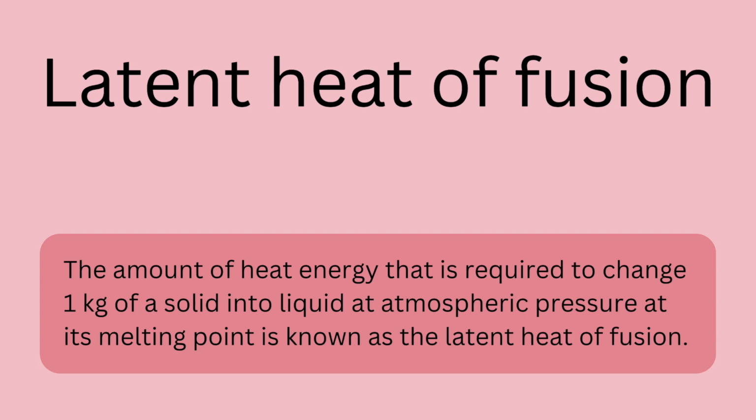At atmospheric pressure, at the melting point, at that temperature, what is the melting point? 273.15 Kelvin. You can round it off, just 273 Kelvin. At 273 Kelvin at atmospheric pressure, the amount of heat required to convert 1 kg of ice into water is what we call latent heat of fusion of water. Okay, this is the definition.